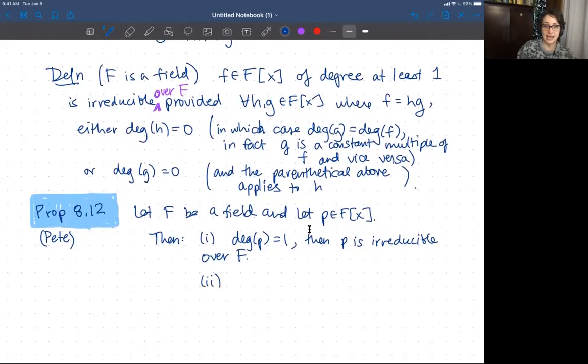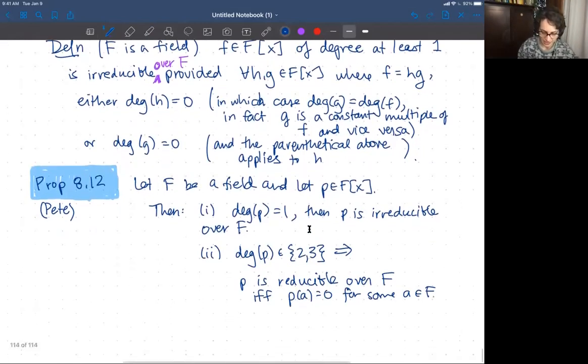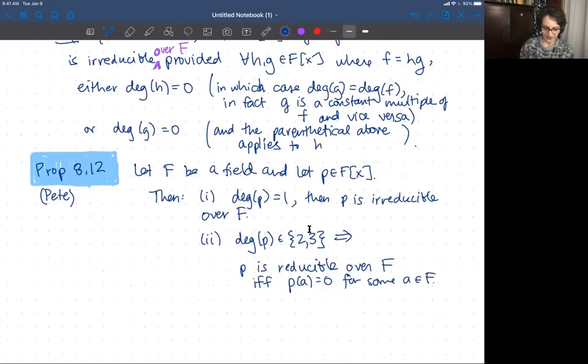The second thing is that if the degree of P is in the set {2, 3}, so I have a degree 2 or a degree 3 polynomial, that implies that P is reducible over F if and only if P(a) is equal to 0 for some a in F. And I want to talk about what that means. I want to sketch the idea of why that's the case.